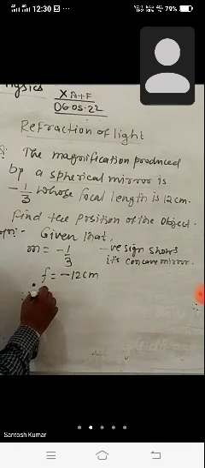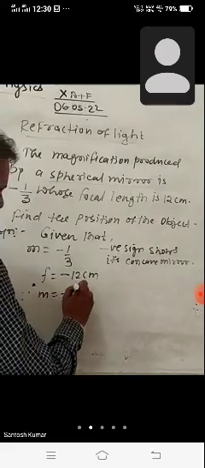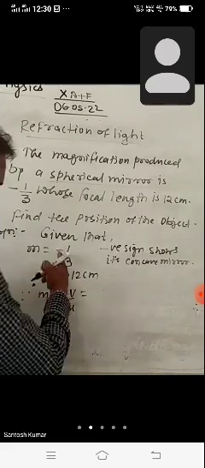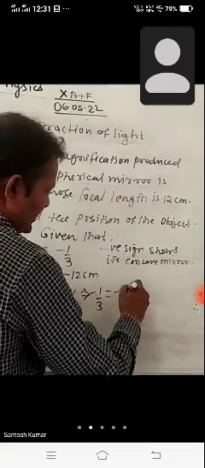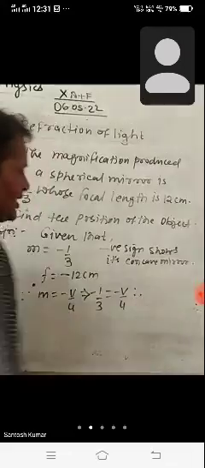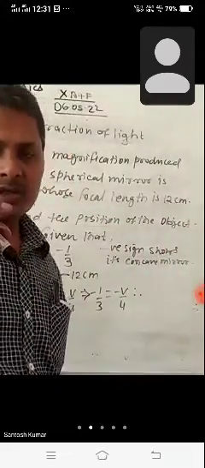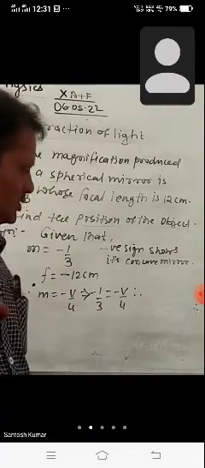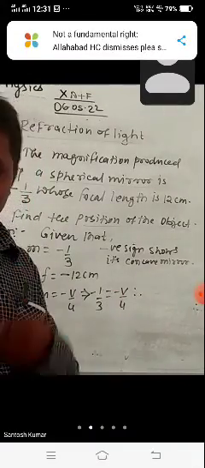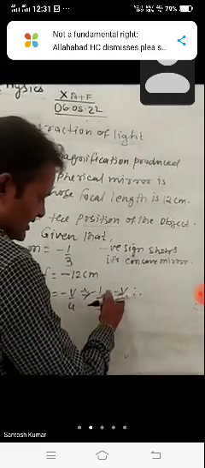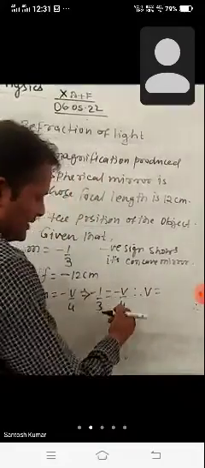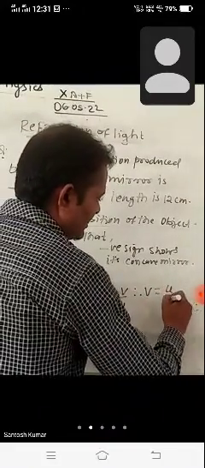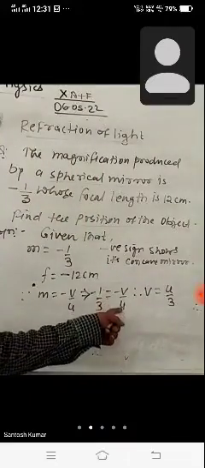Now move forward. m is equal to -v/u and m is -1/3. That implies -1/3 = -v/u. Therefore, you have to find the position of the object, means u. Our target is to locate u. So v should be converted in the form of u. Just see here, minus minus cancel. v will be u by 3. v will be written as u/3.